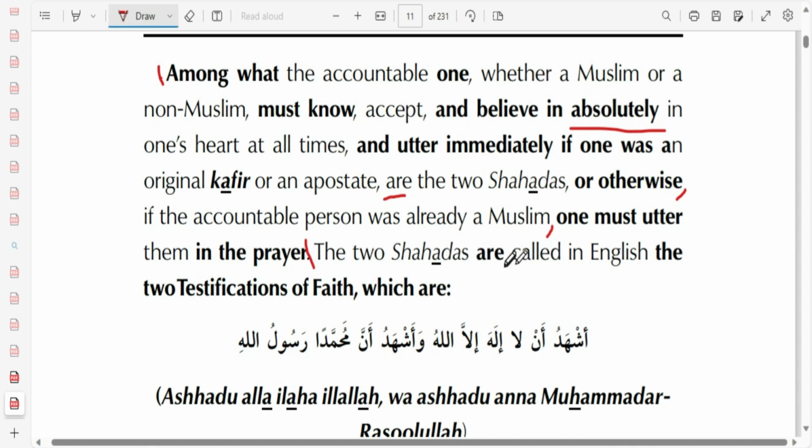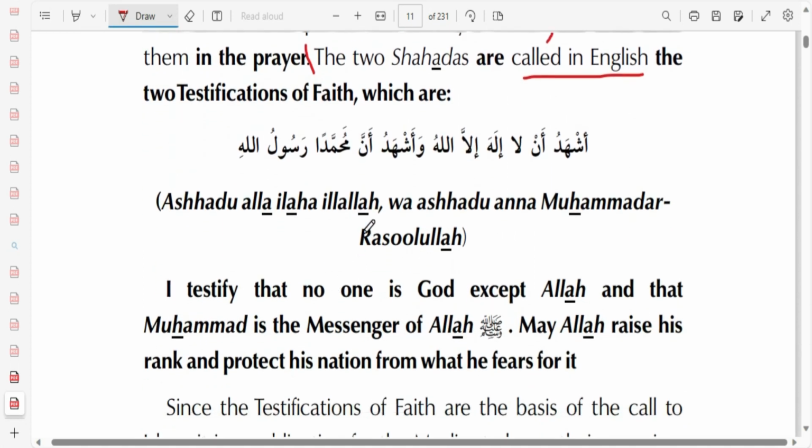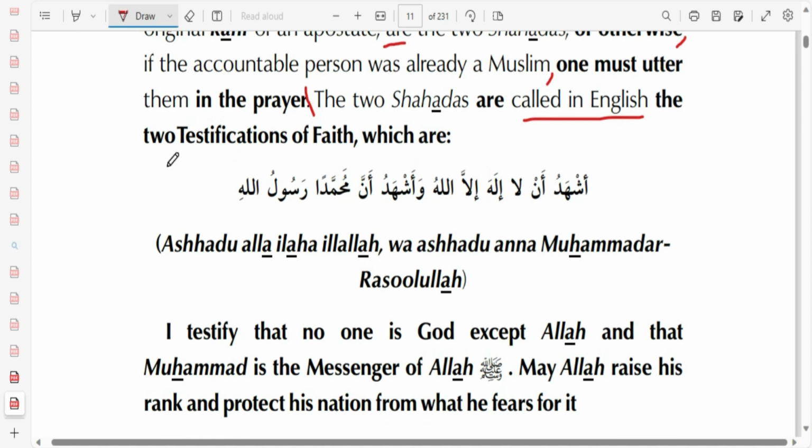The two shahadas are called in English the two testifications of faith. Here, when they said "called in English," they took a liberty, because it doesn't say that in the Arabic text. It's fine. May Allah have mercy on them. Amin. What are those two testifications of faith?